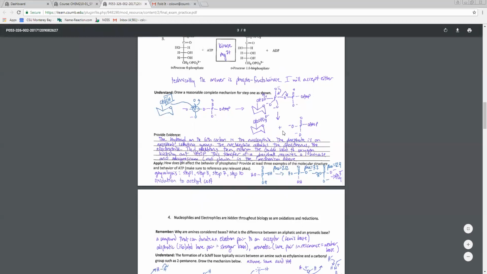We think about a reasonable, complete mechanism for step 1 as shown. Again, this is the oxygen attacking the phosphorus. That's going to then form this intermediate structure, which then collapses, kicking out ADP and forming the phosphate. So the hydroxyl on the 6th carbon is the nucleophile. The phosphate is an excellent leaving group. The nucleophile attacks the phosphorus, the electrophile, the electrons then reform the double bond to the oxygen, kicking out ADP.